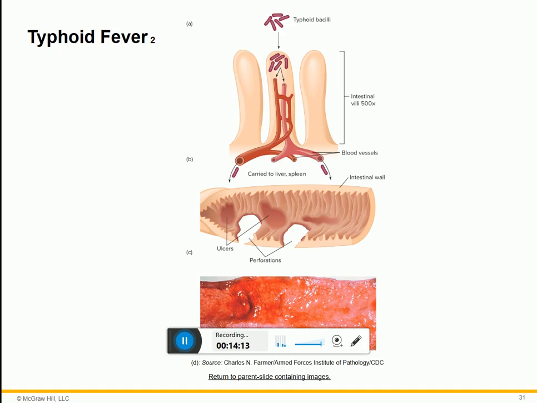Here you can see the typhoid. Okay, here you can see up here, that's the typhoid bacillus, and it's invading the villi of the intestine. Eventually, due to the toxins, it leads to these ulcers, and sometimes these ulcers can perforate. Here you can see all the redness. You can see some of the ulcers here.